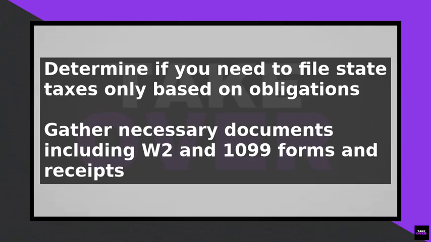Next, gather all necessary documents including your W-2 forms, 1099 forms, and any other relevant income statements. You will also need to gather any receipts or records for deductions or credits you are claiming.